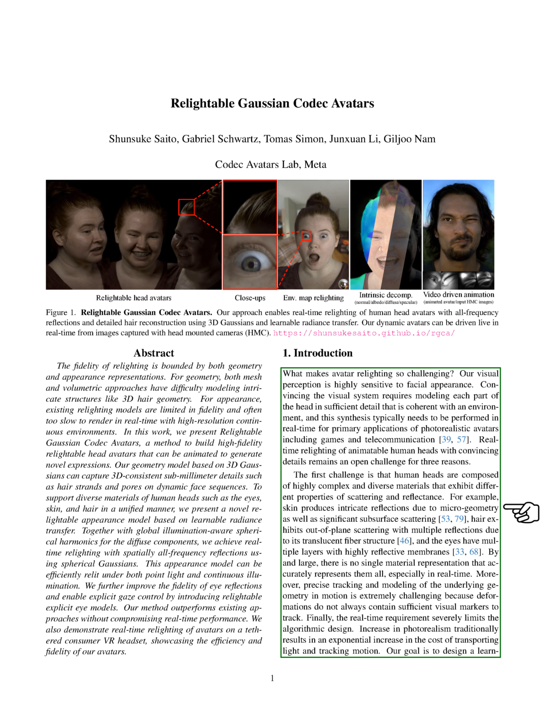Secondly, accurately tracking and modeling the underlying geometry and motion is a daunting task. This is because deformations don't always provide enough visual markers to track. Lastly, the need for real-time rendering puts a severe constraint on the design of the algorithm. The more photorealistic the result, the higher the cost of transporting light and tracking motion. Our aim is to create a learning framework that can construct real-time renderable head avatars that accurately depict scattering and reflections under any type of illumination.